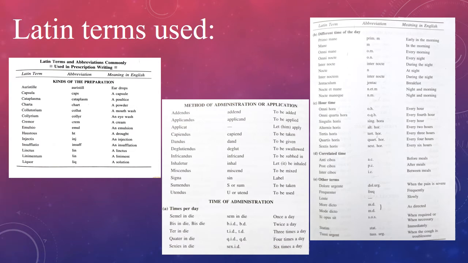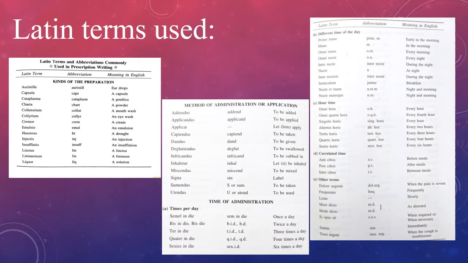These are some Latin terms used. For the kind of preparation: Oristil is eardrops, capsula, short caps, a capsule. For the method of administration or application: Addendus, which has abbreviation add, to be added.